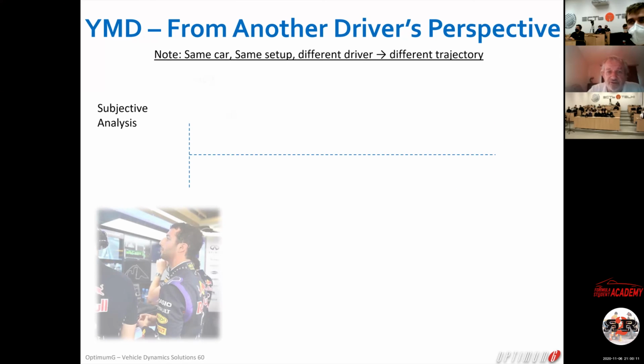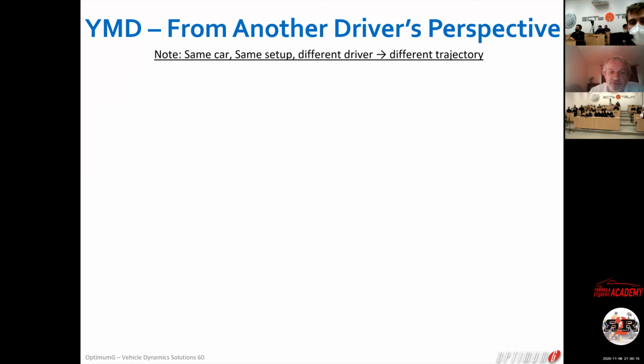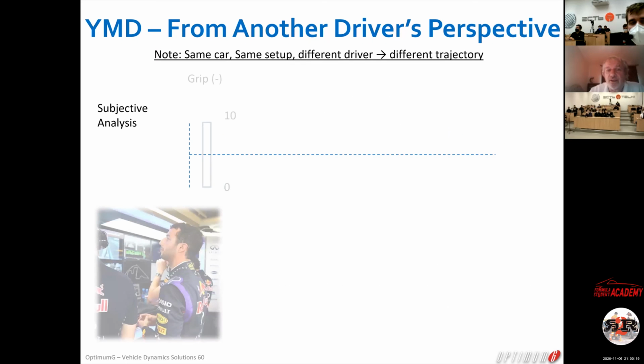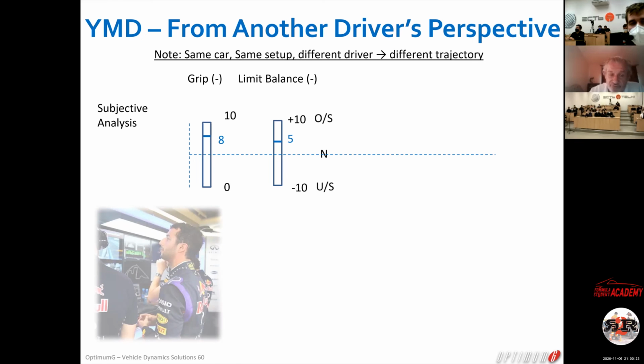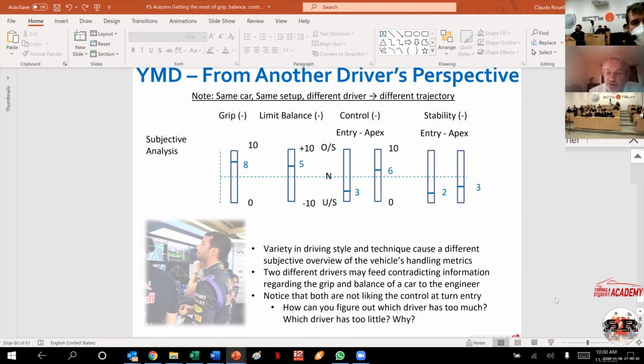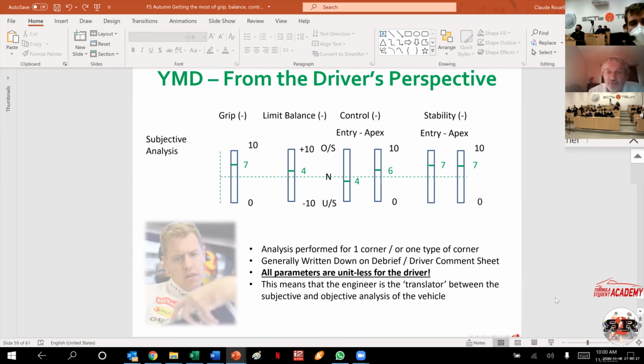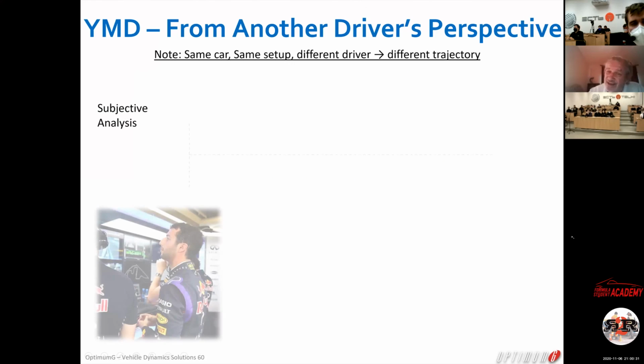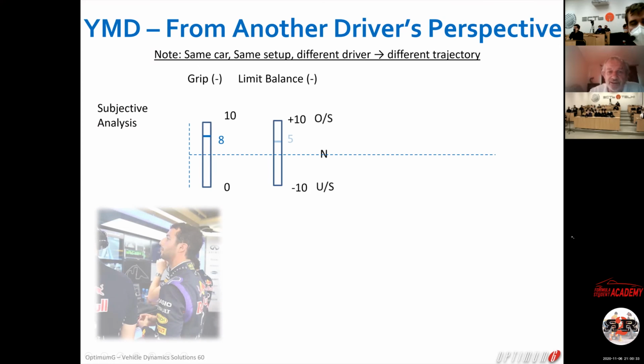I'm going to take this driver here, and you have grip 8. The previous one was giving you 7. So 8, 5. So the previous driver was giving you 4. So this driver, it's the same car, but the driver will tell you, I think I have more oversteer.